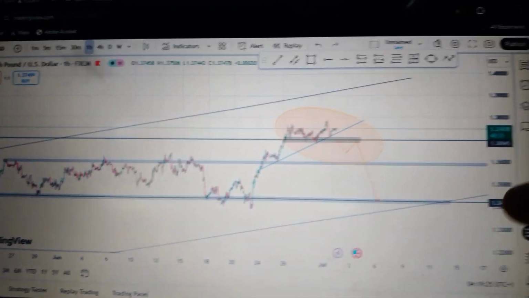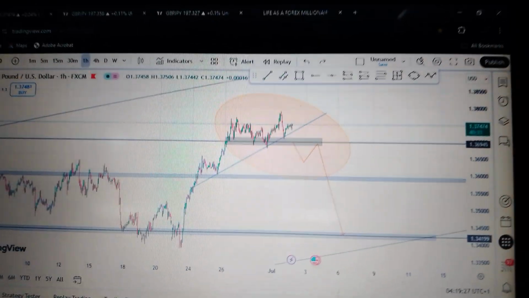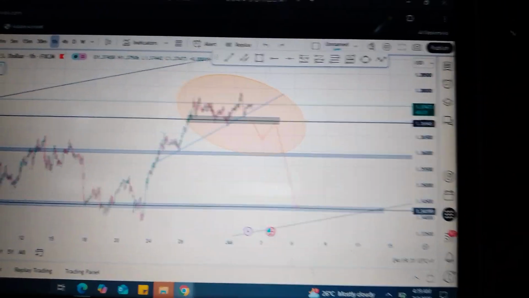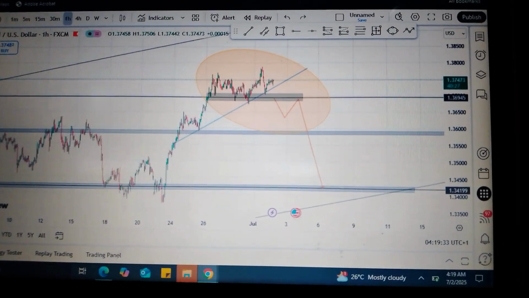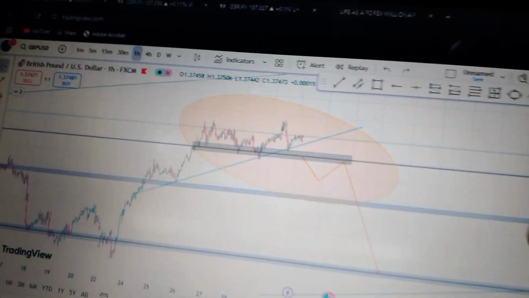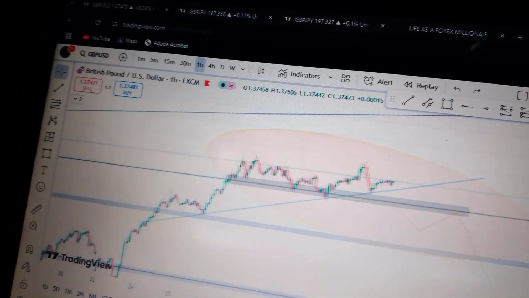I just want to see a break and retest below. If there's no break and retest below, then I won't be taking this trade, just to be on the safer side. It looks like it's going to buy, but I just feel in my mind that it's going to short, right? So you can see here this trend line.